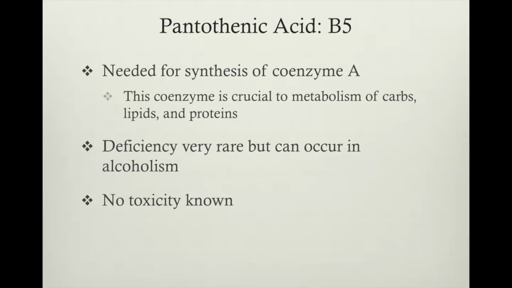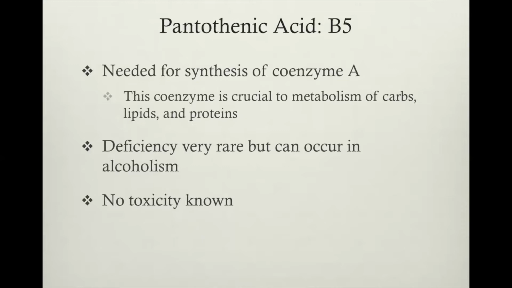Pantothenic acid, B5. So pantothenic acid is very important. It's needed for synthesis of coenzyme A. And remember, we need coenzyme A as part of our citric acid cycle. We would not be able to complete that citric acid cycle without this coenzyme A. Pantothenic acid also activates fatty acids so that they can yield energy and plays a role in fatty acid synthesis.